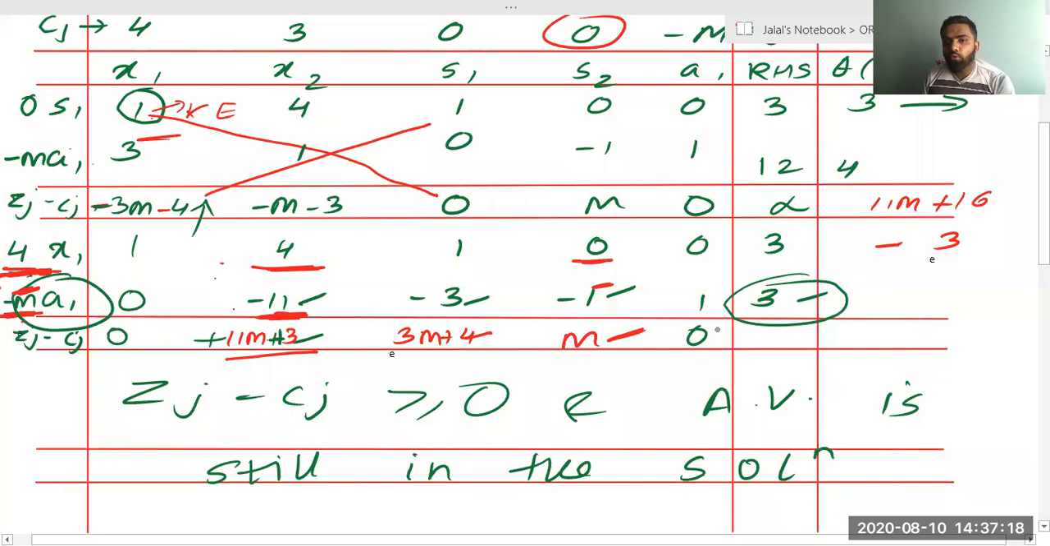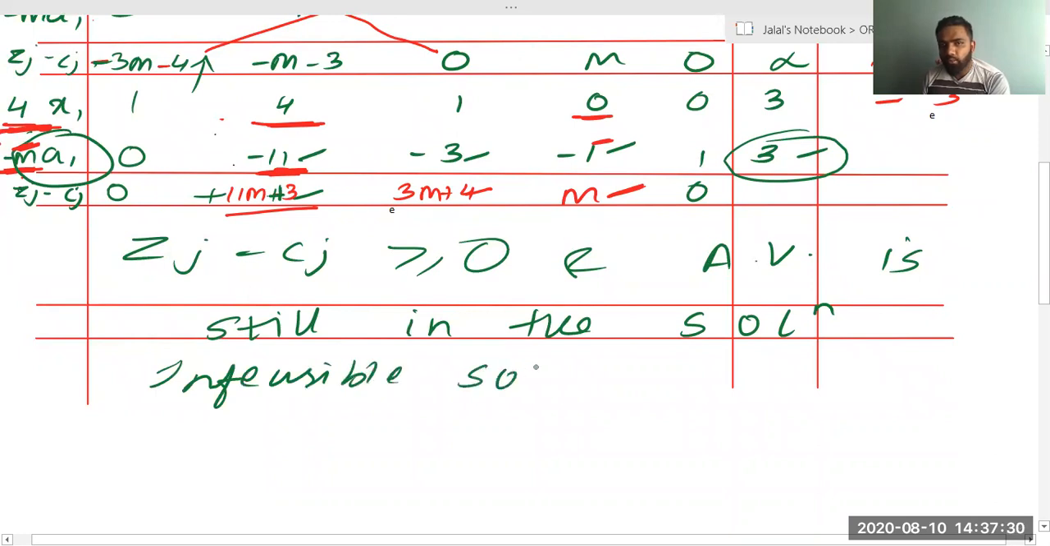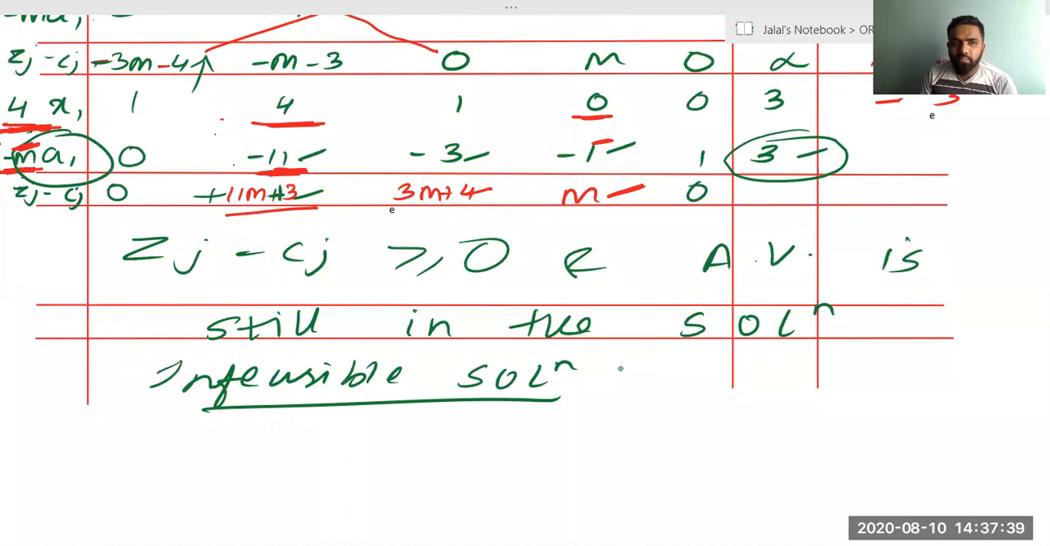So this kind of solution is not called unbounded. This kind of solution is called an infeasible solution. What do we call this solution? Infeasible solution. Okay, I hope you understood this. Such kinds of solution where you have got the condition criteria for Zj minus Cj, and if an artificial variable remains in the solution, such a solution is called infeasible.